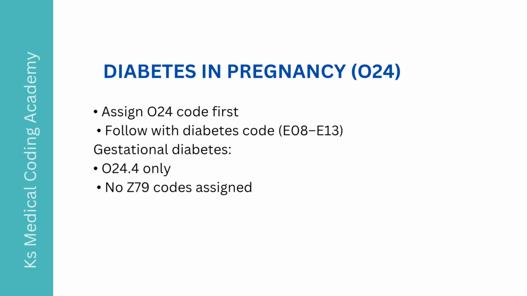Diabetes in pregnancy. Diabetes mellitus complicating pregnancy is coded first using category O24, followed by the appropriate diabetes code from Chapter 4. Gestational diabetes is coded exclusively using subcategory O24.4, without assigning long-term medication use codes.